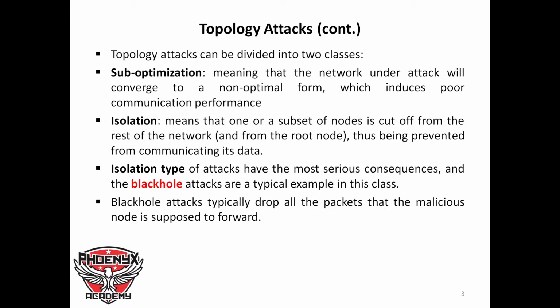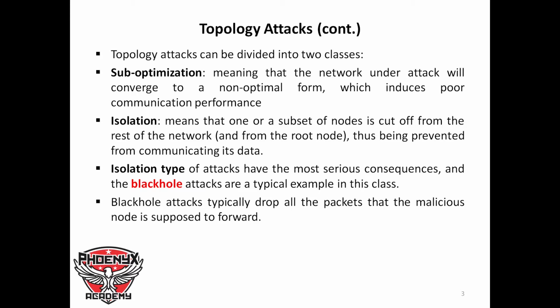We also have peer-to-peer, that is from one node to another node. The aim of this isolation attack is to cut off the sensor nodes, the source nodes, so that they will not be able to send their data to the root node. Isolation attacks have the most serious consequences, and the black hole attack is a typical example. A black hole attack typically drops all the packets that the malicious node is supposed to forward.